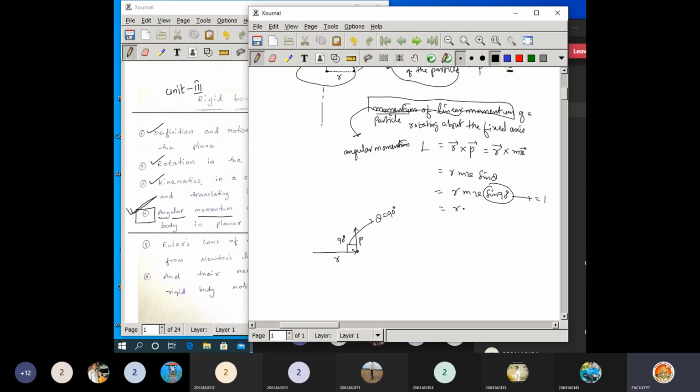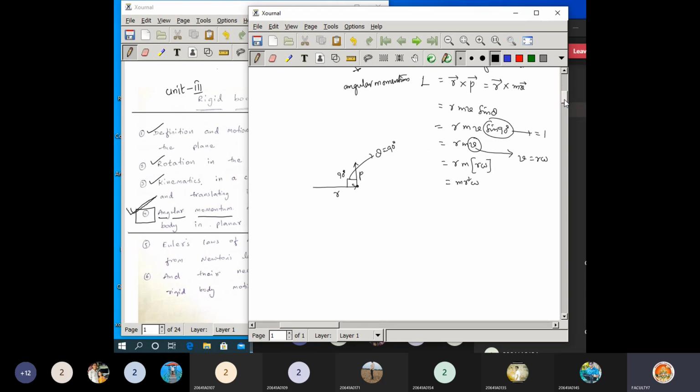Now what you will get here? R mv. Now again go with the substitution here. Earlier you got v equals to r omega. Now substitute that. Then what you will get here? R m, substitute here r omega. Now if you rewrite this, you will get this as m r square omega. So now here, previously we had seen mr square. In the previous concept, you might have remember that mr square can be written as I. Now here this is regarding a single particle.